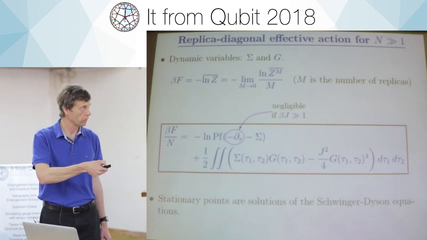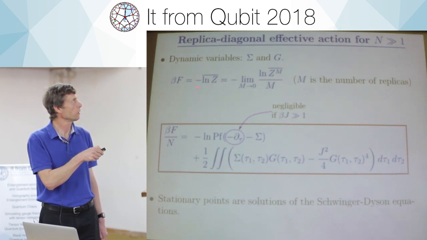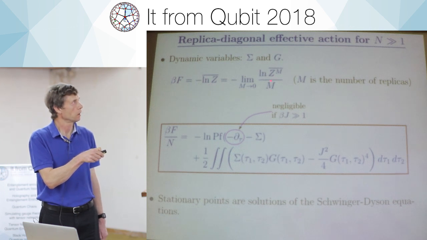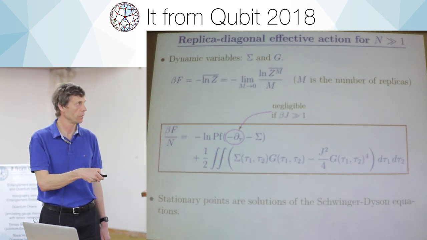The technical path to the solution of the model, a very convenient tool, is the replica diagonal effective action. Instead of saying that sigma is the self-energy and G is the Green function, we say that there are some dynamical variables, sigma and G. At equilibrium, they are, as I said, self-energy and Green function, but out of equilibrium, they're different. And we calculate the free energy using replicas. I'll go through this later, and we obtain this effective action using these dynamical variables. Stationary points of the effective action are solutions to the Schwinger-Dyson equations.